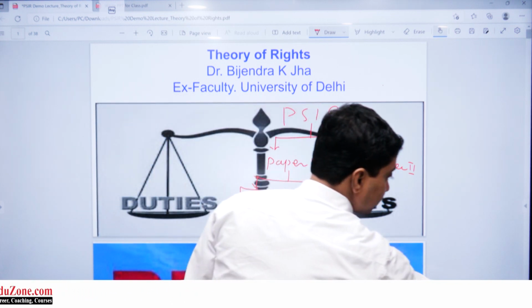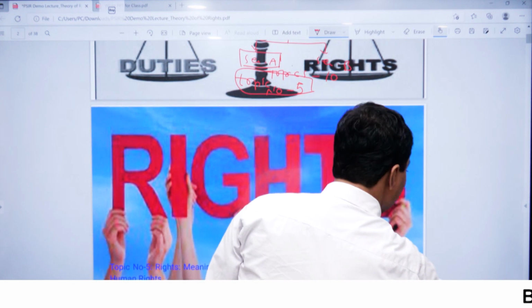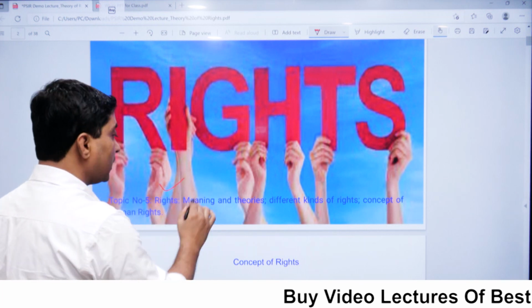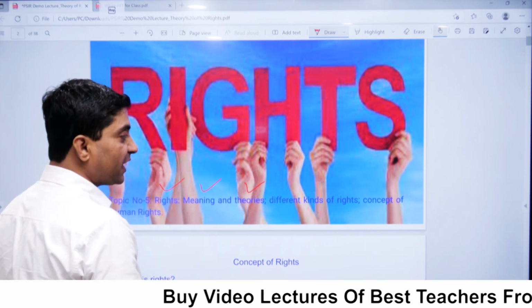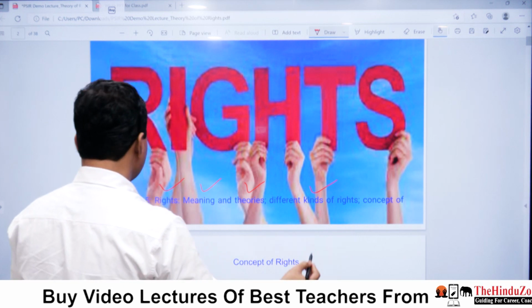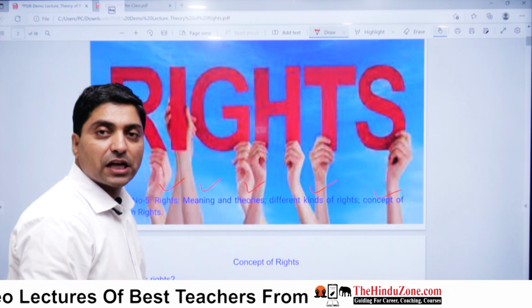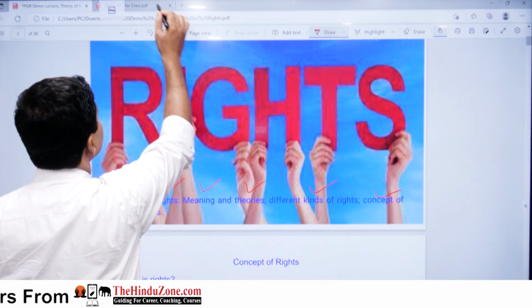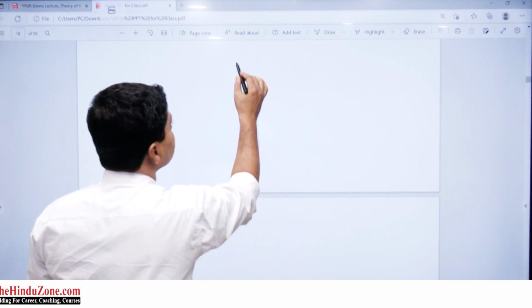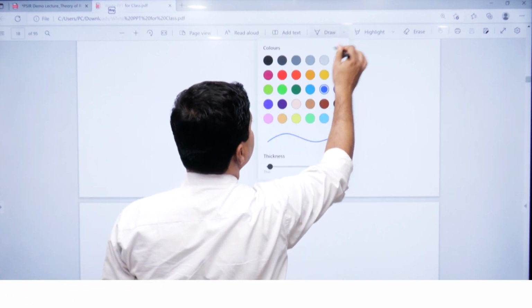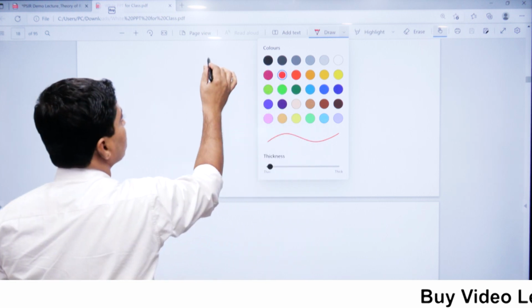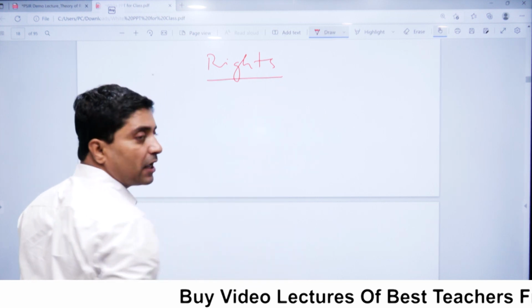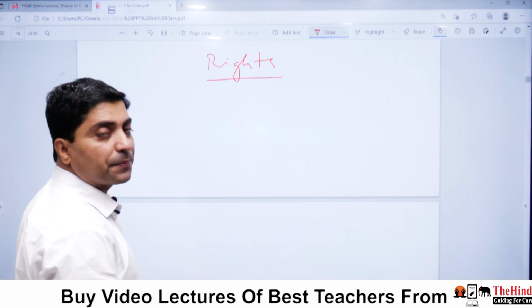Let me show you the syllabus that we need to understand: rights, its meaning, different theories of rights, different kinds of rights, and the concept of human rights. I will discuss what is rights, what is the concept called rights, and then I will talk about different meanings of rights.